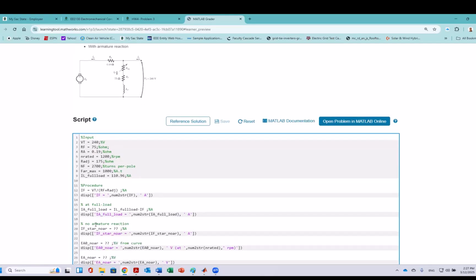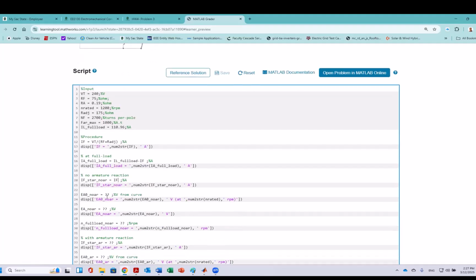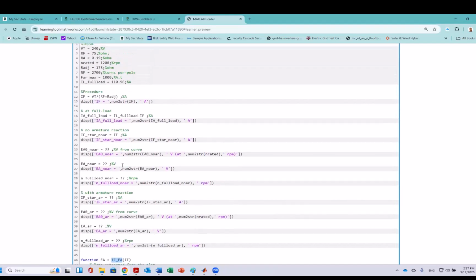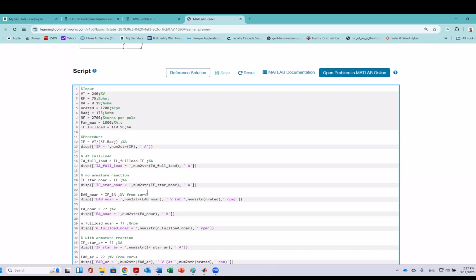Now, it's asking for the case that there is no armature reaction. What would be the IF star at no armature reaction? When there is no armature reaction, IF star would be the same as IF, right? So this is the case that there is no armature reaction. EA0 when there is no armature reaction comes from the curve, so you can find that through the IFEA function. You would need to put the IF, which would be the same as IF star. So you can put either IF star at no armature reaction or IF. This should give you that.